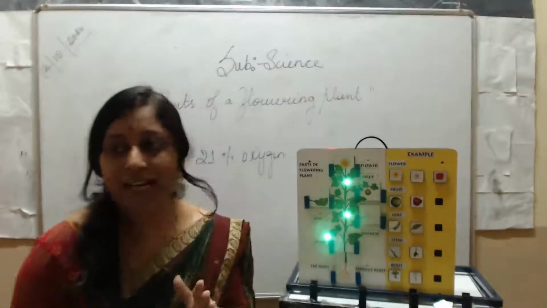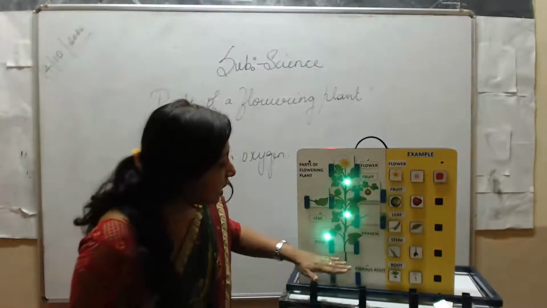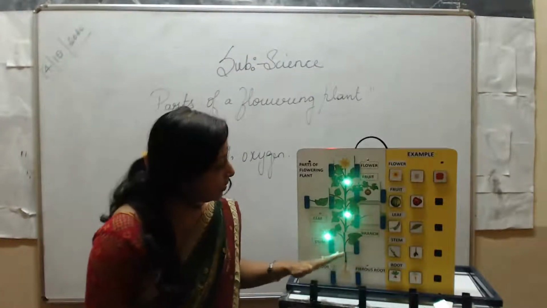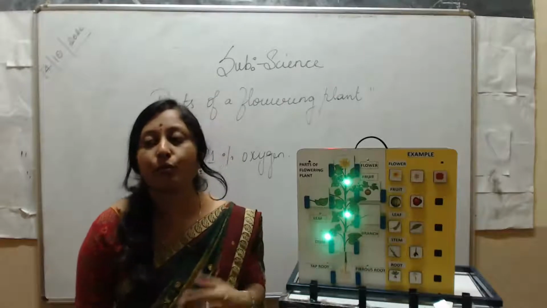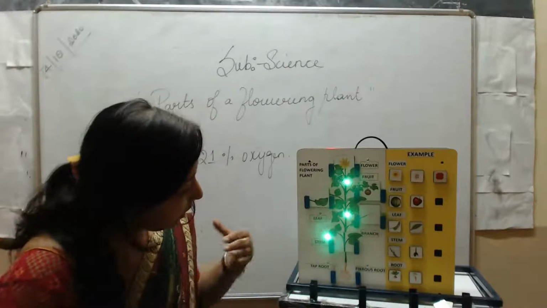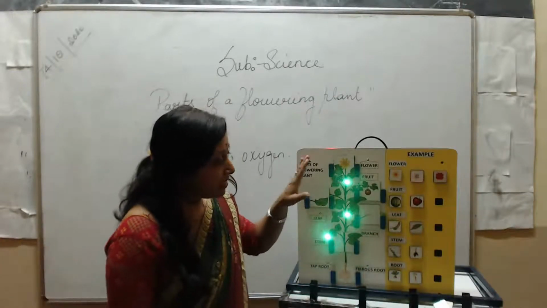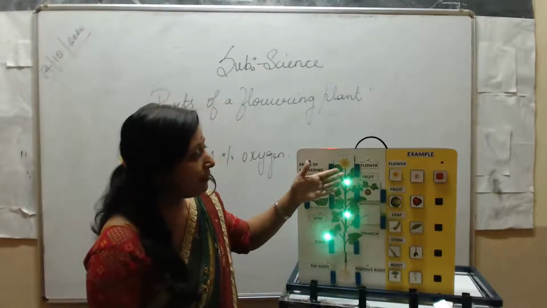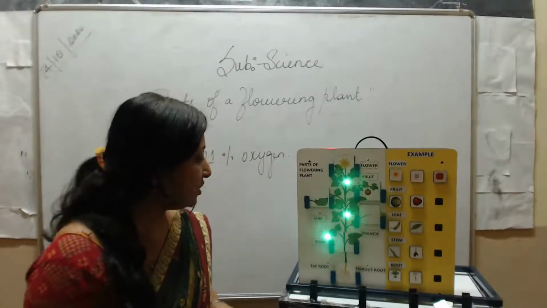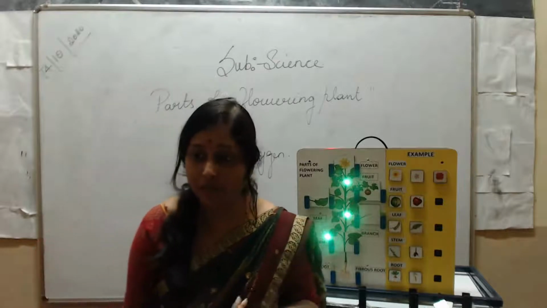Okay, the root is the part of the plant below the ground. In case of root, we find fibrous root and taproot. Above the ground we have several parts: flowers, fruits, stem, branches, and leaf. These are the parts of the plant.